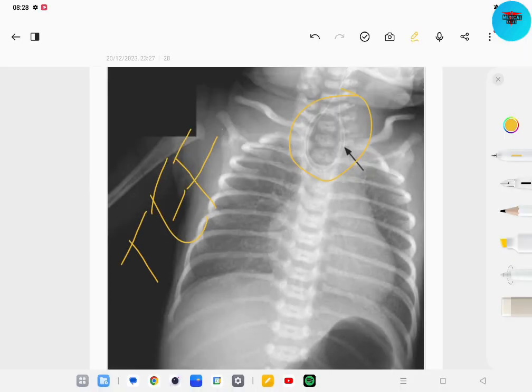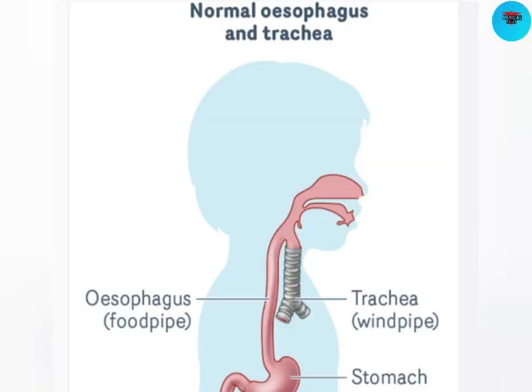Okay, so what is tracheoesophageal fistula? Basically, normally the esophagus and trachea are formed from the foregut tube. Okay, and later they separate by the tracheoesophageal ridge. Okay, but what happened in this patient?